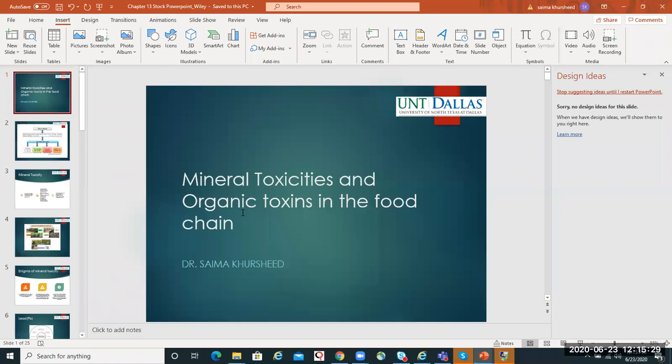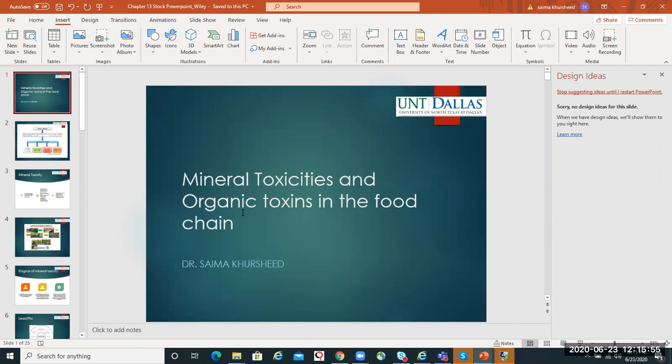Moving to our third topic: the mineral toxicities and organic toxins that are present in the food chain. We all know that all stable and some radioactive elements in the periodic table are present in the Earth's crust. Unlike organic compounds, whose presence in nature depends on synthesis by living organisms, the mineral elements are finite and are not distributed uniformly on the planet.